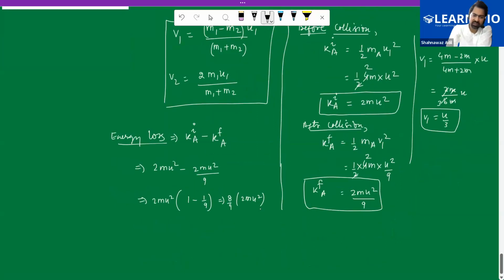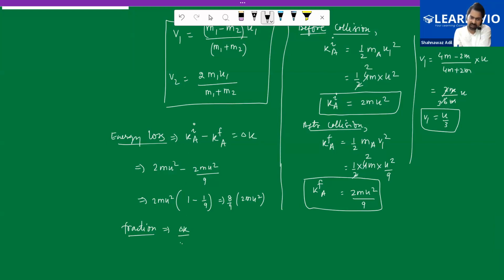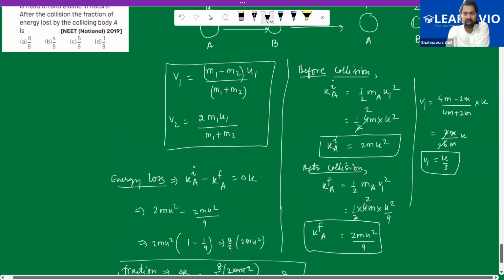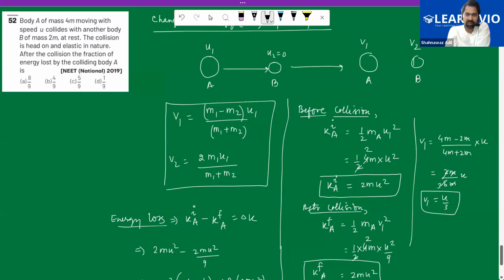Now we have to find out the fraction. So the fraction would be just division with the initial one. So delta K by K initial. So delta K is 8 by 9 times 2mu square, divided by 2mu square. So this part cancels and this is 8 by 9. This is the fractional energy lost by A, and that is given to B. That is why B has started moving. So this was this question.